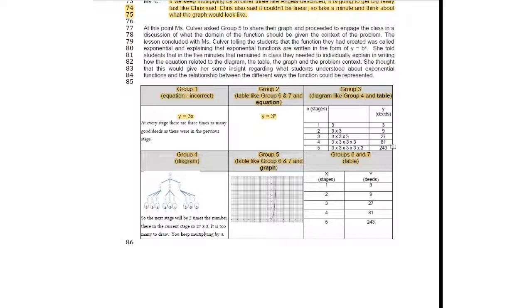So through this activity, Ms. Culver was not only developing her students' conceptual understanding, but it was also allowing her to see what they were thinking and what they understood about the mathematics involved.